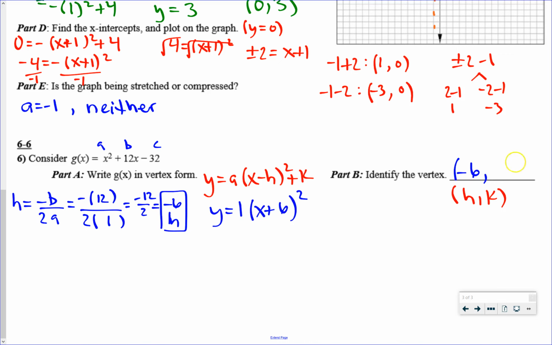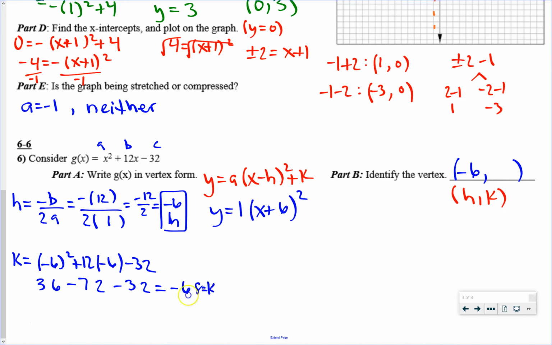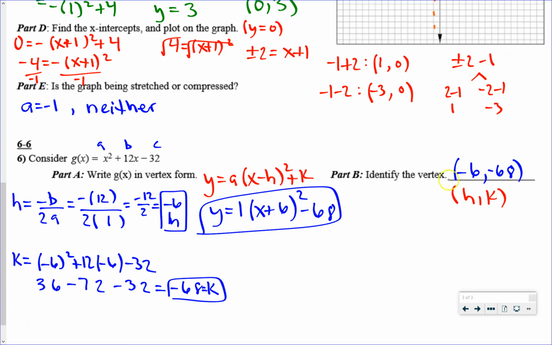All right, and how are we going to find the k piece? Plug it back in. So k is going to be negative 6 squared plus 12 times negative 6 minus 32. What is negative 6 squared? 36. What is 12 times negative 6? Negative 72. Good. All right, so 36 minus 72 minus 32 gives me negative 68. So that is our k. So in the equation, do I change it? No, we keep the k. So there's my vertex form of my equation. And then over here, negative 68 is my k. So there's my vertex.